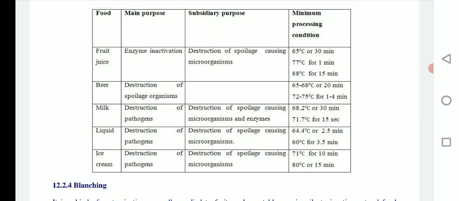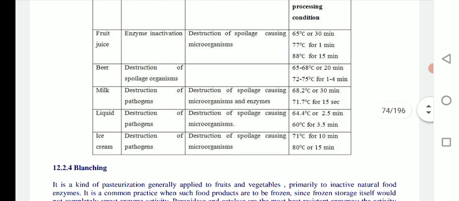So these are different combinations of time and temperature used for pasteurization of fruit juices. Then in the case of beer, it is basically used for destruction of spoilage organisms, and these are combinations, for example 65 to 68 degrees Celsius for 20 minutes, and 72 to 75 degrees Celsius for 1 to 4 minutes.